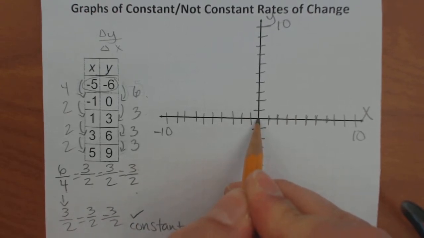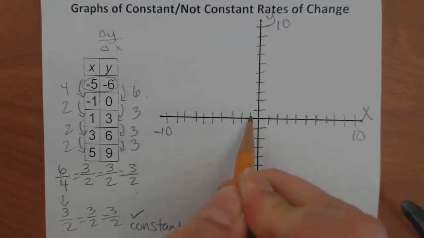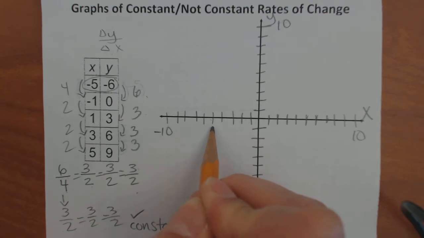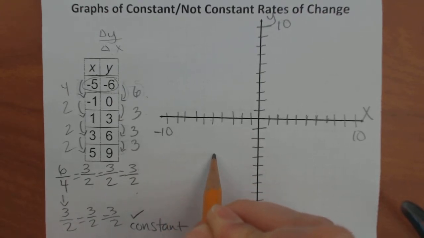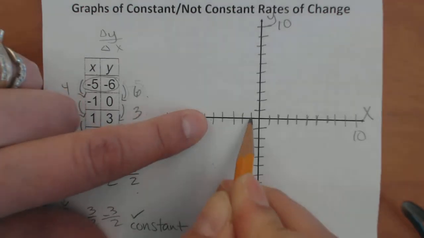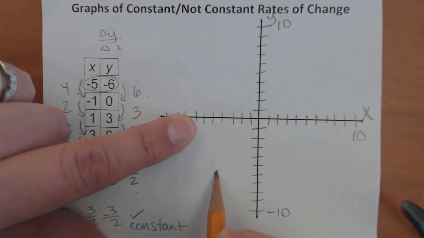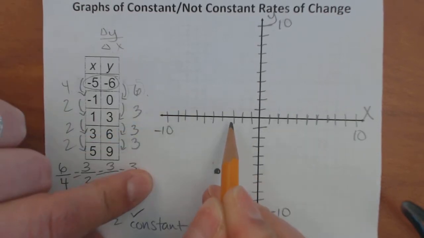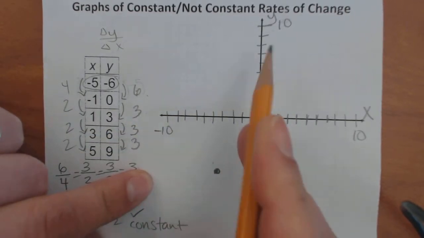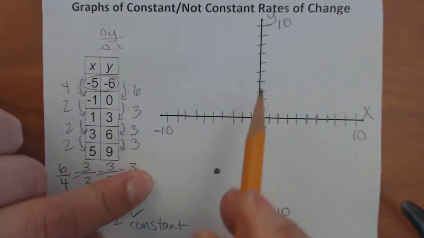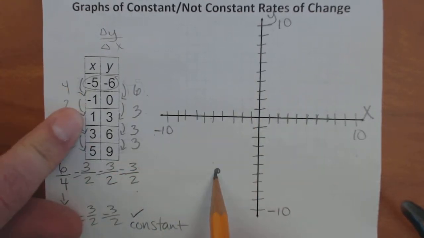So starting at 0, 0, I need to go -5. So -1, -2, -3, -4, and -5. And then I'm going to go down 6. So 1, 2, 3, 4, 5, and 6. Now I drew these little check lines in because I'm just counting by ones, and so I just put 10 here and -10 here. So this is the point -5, -6.